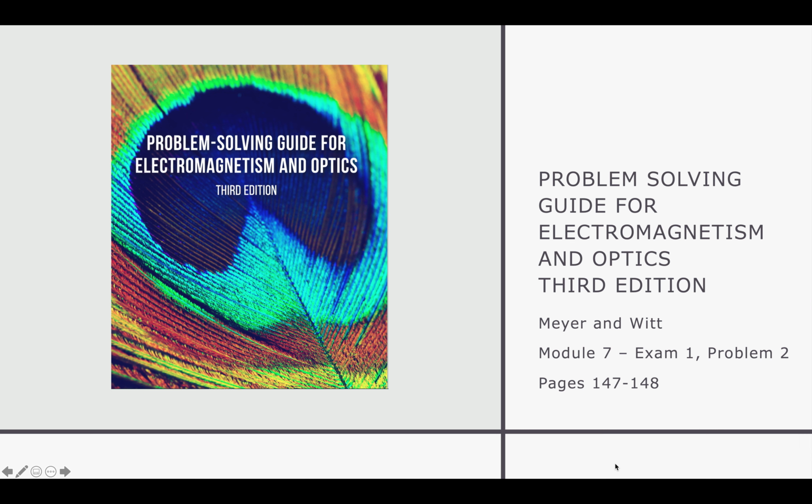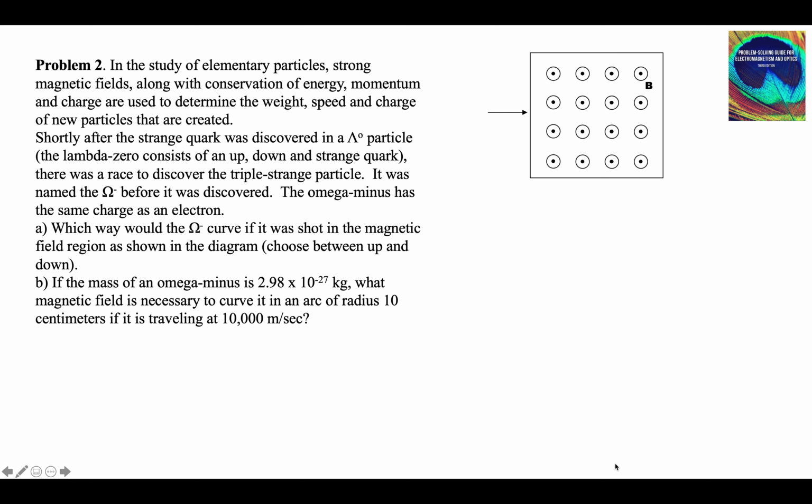This is problem 2 on exam 1 of module 7 in the book Problem Solving Guide for Electromagnetism and Optics. The study of elementary particles, strong magnetic fields, along with conservation of energy, momentum, and charge are used to determine the weight, speed, and charge of new particles that are sucked out of the vacuum, particles that have been extinct since the Big Bang, shortly after the strange quark was discovered in the lambda zero particle.